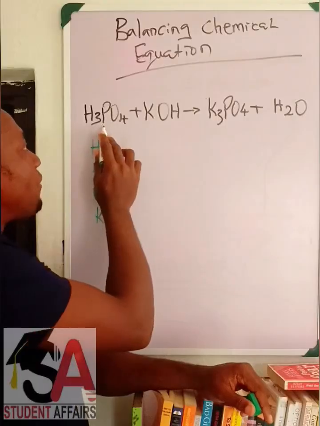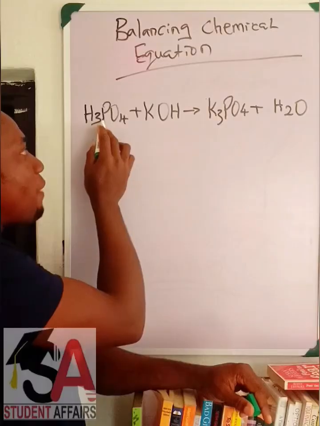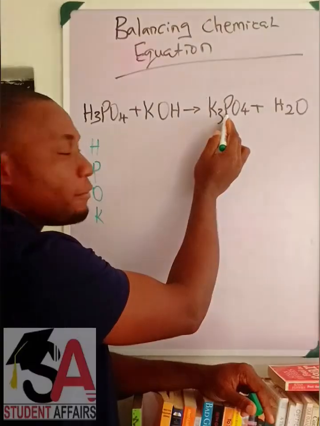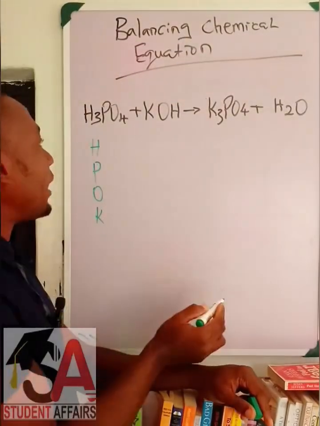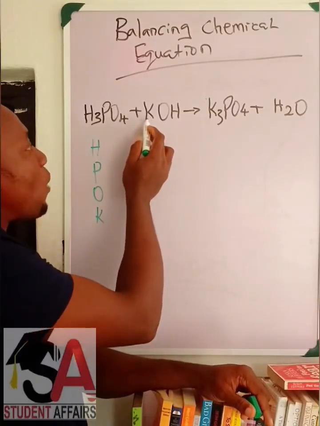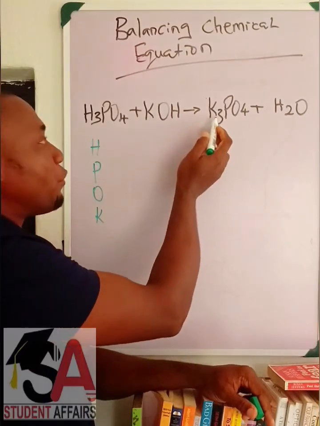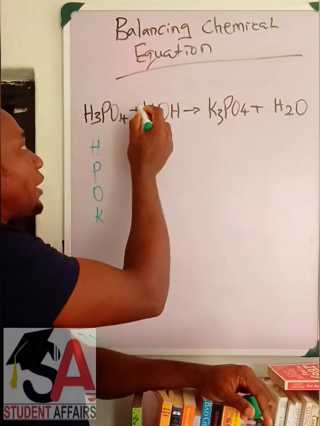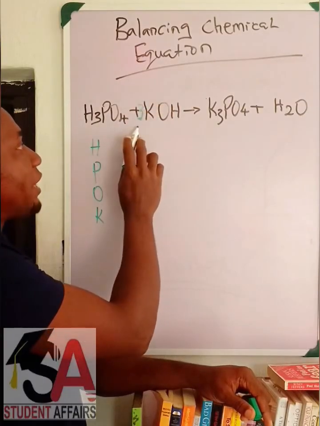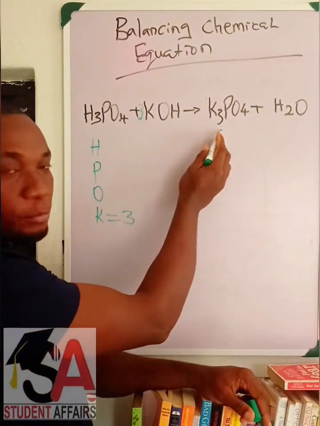How many phosphorus do we have on this side of the equation? We have only one phosphorus. Then how many phosphorus do we have here? We have one phosphorus. That's right. Then let's go to potassium. How many potassium do we have here? We have one potassium. Then how many potassium do we have here? We have 3 potassium. So what do we do? We add 3 here so that we can have 3 potassium as well as 3 potassium here.